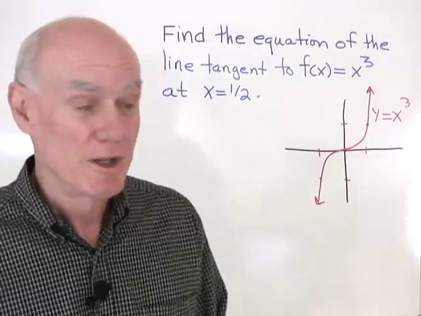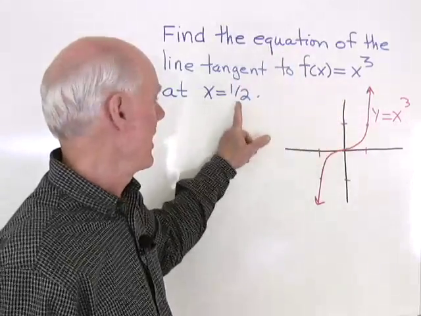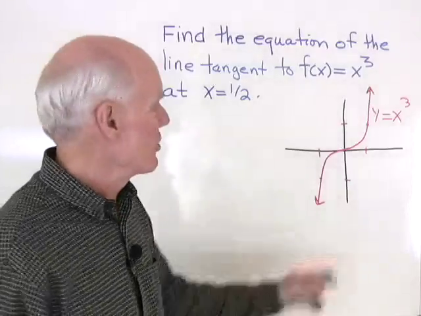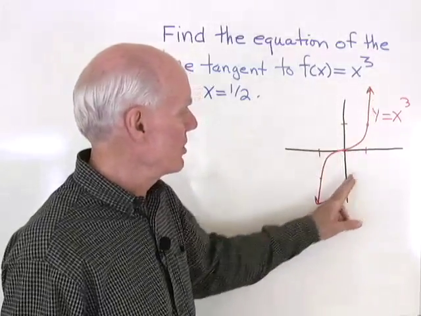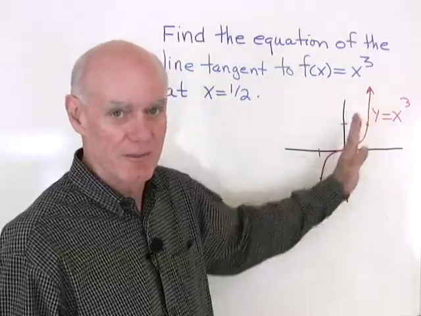Okay, for our next problem here, what we want to do is find the equation of the line tangent to this graph at the point where x equals 1/2. So I've drawn the graph over here, y equals x cubed. That's 1, -1, 1, -1, so I can kind of see what it looks like in between there.